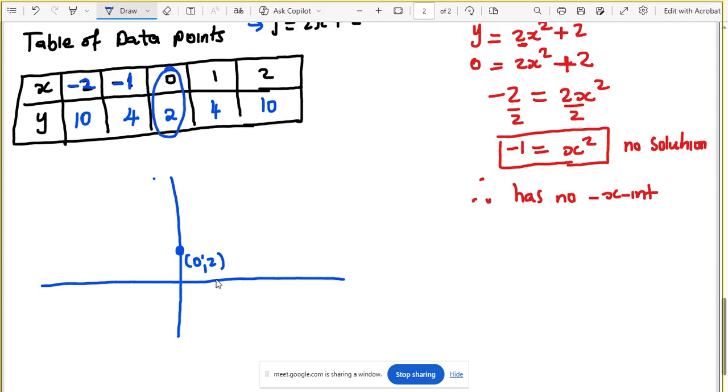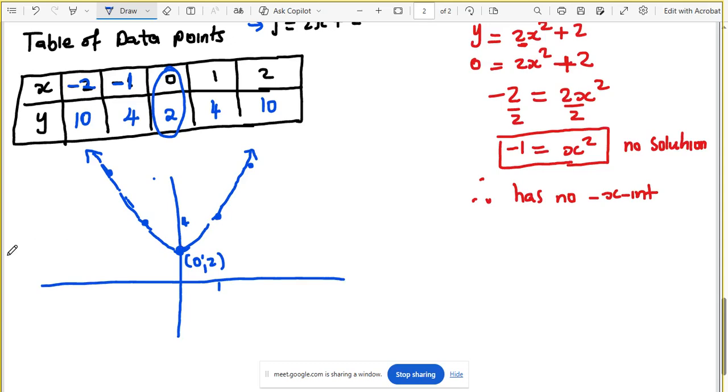And then x is 1 and y is 4. It should be somewhere here. Then (-1, 4) should be somewhere here. They will correspond. Then we have (2, 10) and (-2, 10), somewhere there. Then you connect your dots. We know that the graph should be concave up, so this is how the graph will look. Are you happy with the drawing?